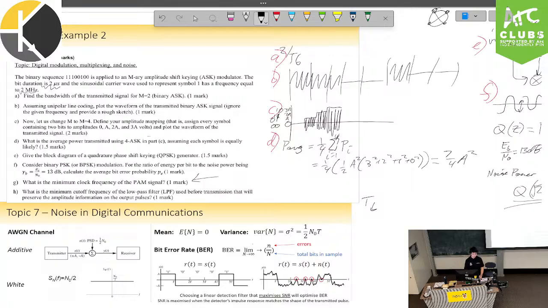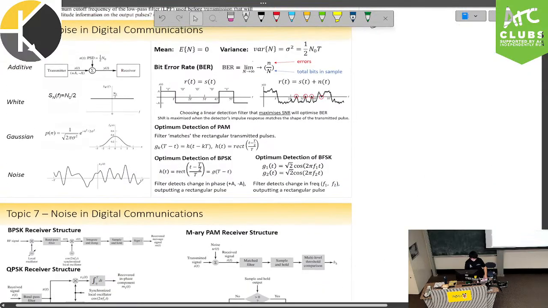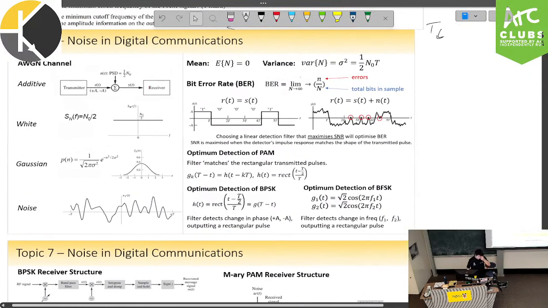We're going to go ahead and apply, I believe, the Nyquist frequency to be able to sample that. And then cutoff frequency to preserve amplitudes is actually going to be half of that. Half of your Nyquist, so it's actually just the same frequency, because that's just recording the amplitude information rather than any manner of phase information. Okay? Let's move on to noise in digital communications.